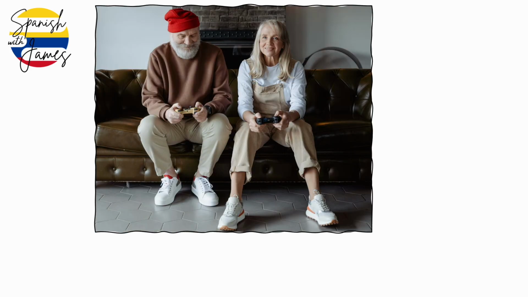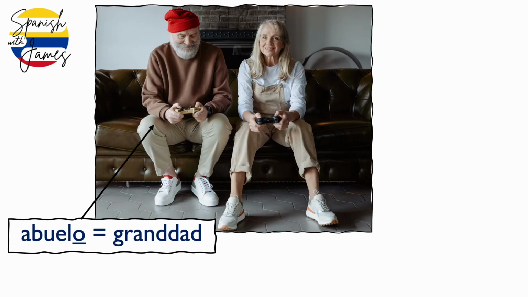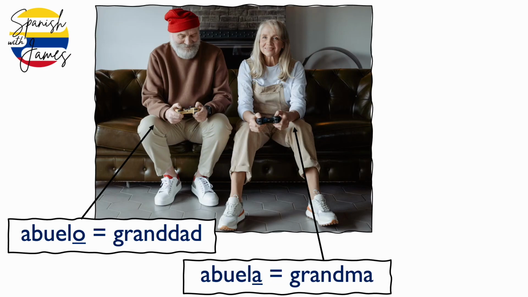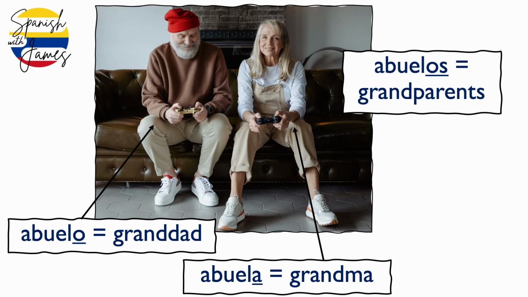Moving on to grandparents, grandma, granddad, we've got abuelo, which is granddad, abuelo. We just need to swap that O for an A and we get abuela, grandma. Now if you want to talk about grandparents together, Spanish it's kind of sexist, it defaults to the masculine. So it becomes abuelos. Los abuelos, the grandparents, mis abuelos, my grandparents. If I say mis abuelas, I'm talking about just my grandmothers.